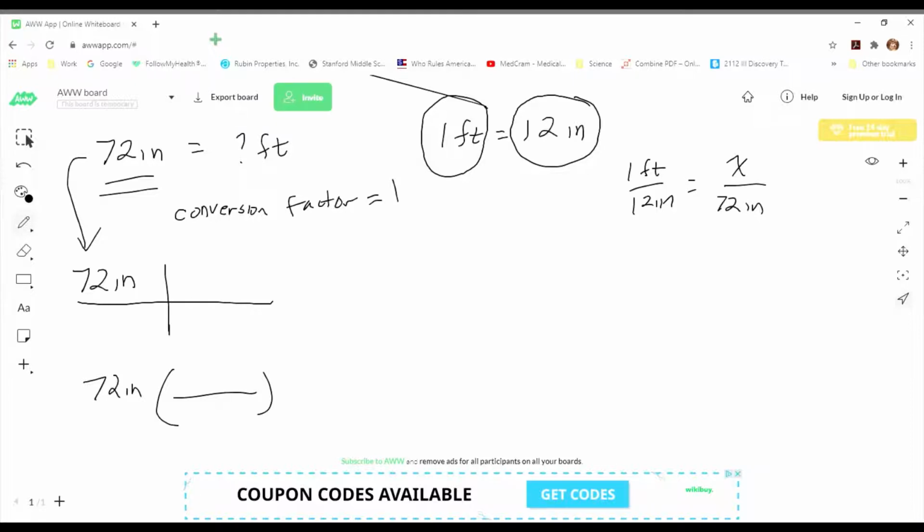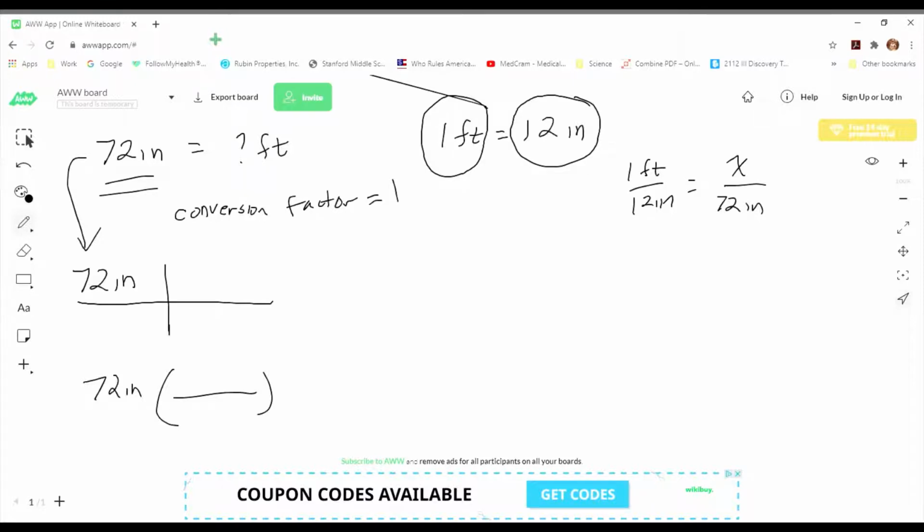The question is, which side of the equality goes on top and which goes on the bottom? Okay, so one side's going to go on top, the other side's going to go on the bottom. So which is which?